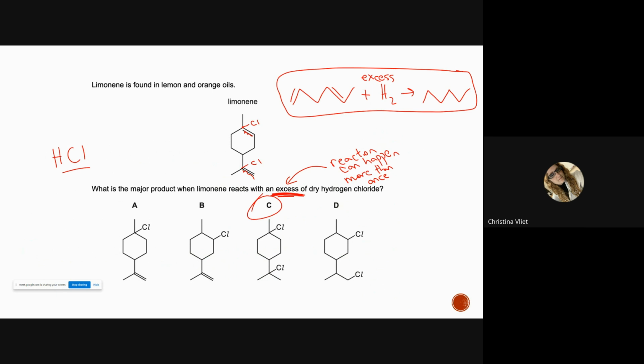Right, so if they say minor product, then it would be neither. If they ask for minor, which is very unusual, they almost always ask for major, but if they did, you would know it goes to the other one. All right, good? Understood? Before moving on, I just want to bring something up.